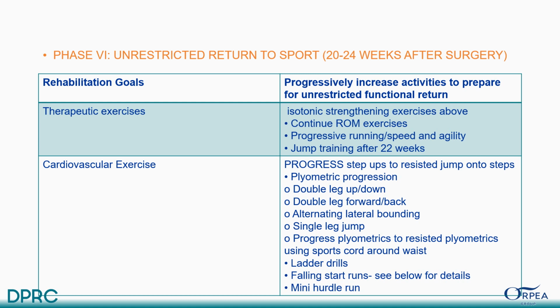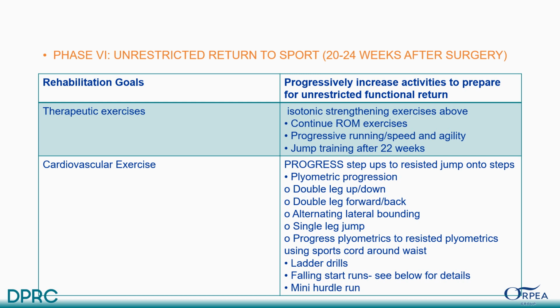Phase 6, unrestricted return to sports, 20 to 24 weeks after surgery. The rehab goal again is to progressively increase the activities to prepare for unrestricted functional return. Therapeutic exercise: isotonic strengthening exercises, continue ROM exercises, running, progressive running, speed, agility, and jump training after 22 weeks.